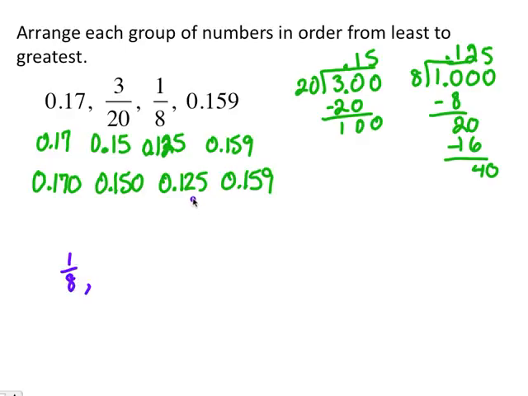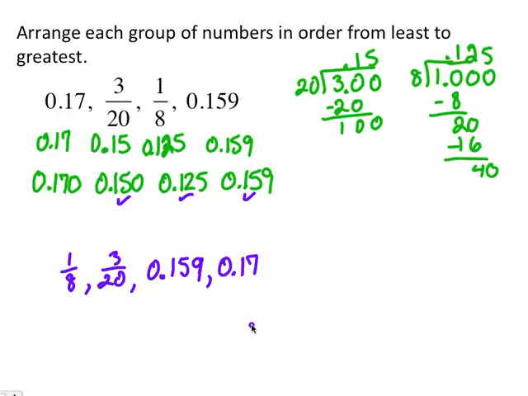The next one would be, we've got 150, looks like it's next. That was 3/20. Next one would be 159. That was that same decimal. And so that means the last one is 170. That was just 0.17. No decimal at the end.